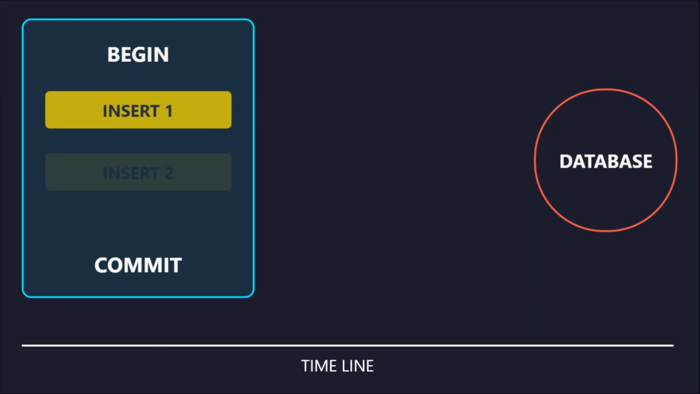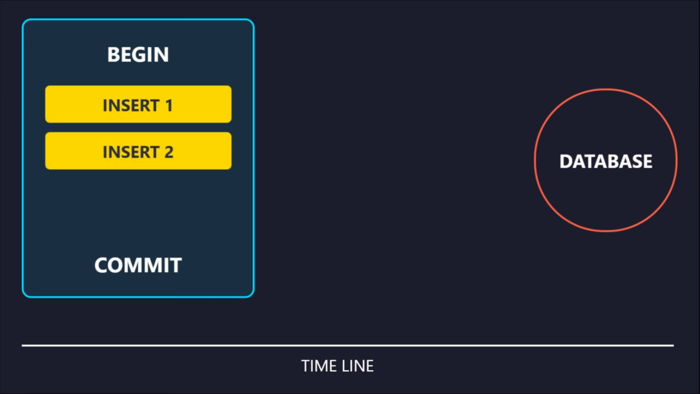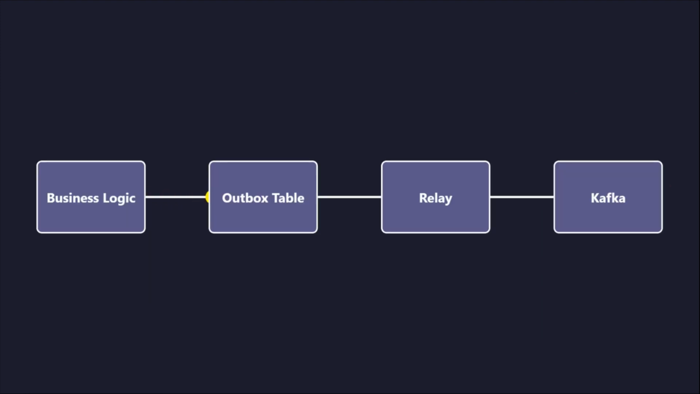The application issues two insert statements within a single begin and commit block. The database ensures that either both records are stored or none are. A separate process, the relay, reads new entries from the outbox table and publishes them to Kafka. This decouples the business logic from message broker availability.